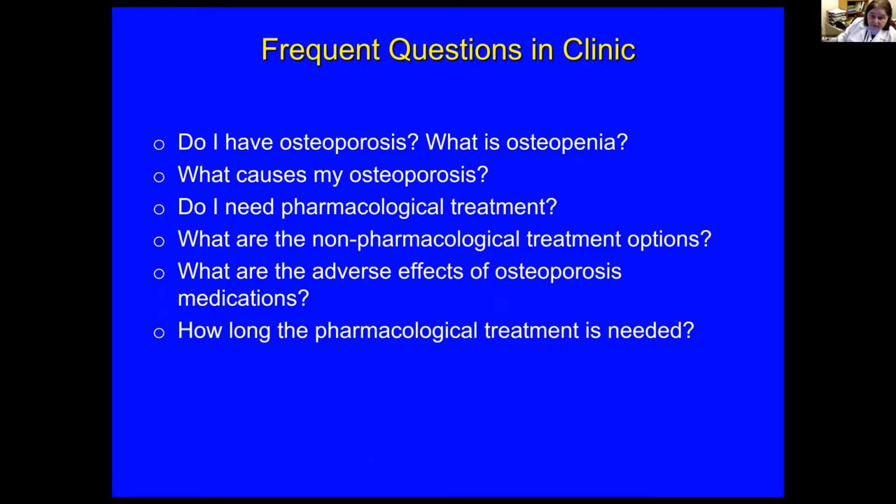They prompt me to discuss pharmacological treatment. There is a 10-15% of patient population who would never take any medication because they heard in the news that it's really terrible, and they wouldn't get vaccinated either. And they enjoy hearing about non-pharmacological treatment options. And they ask me to elaborate on osteoporosis treatment adverse effects. And they always ask me how long the treatment is needed.